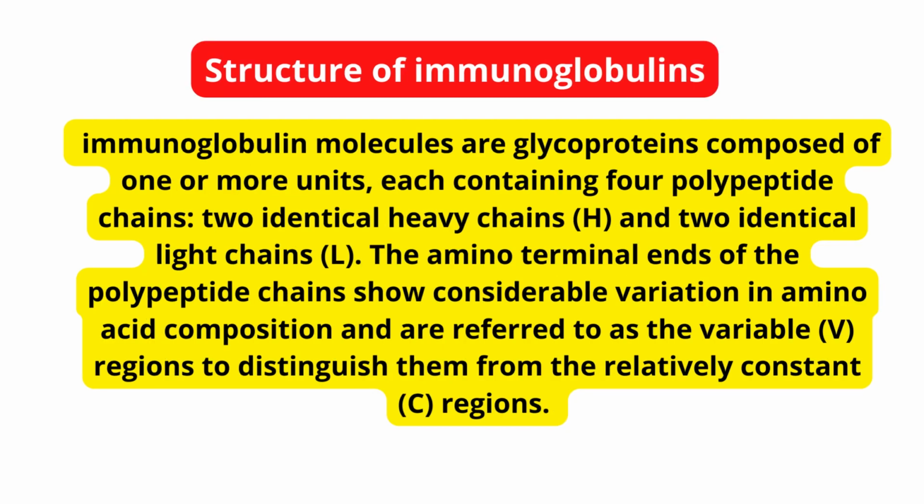Immunoglobulin molecules are glycoproteins composed of one or more units, each containing 4 polypeptide chains: 2 identical heavy chains, H, and 2 identical light chains, L. The amino terminal ends of the polypeptide chains show considerable variation in amino acid composition and are referred to as the variable V regions to distinguish them from the relatively constant C regions.